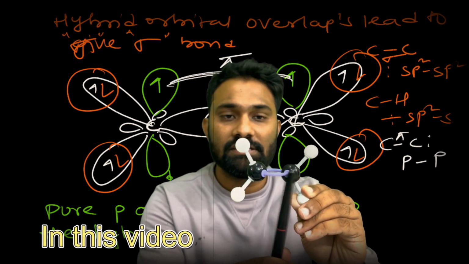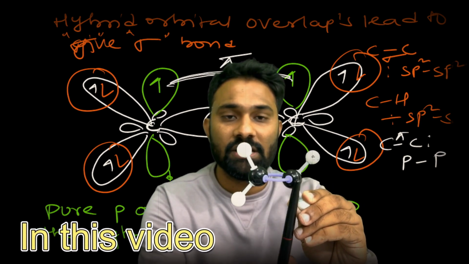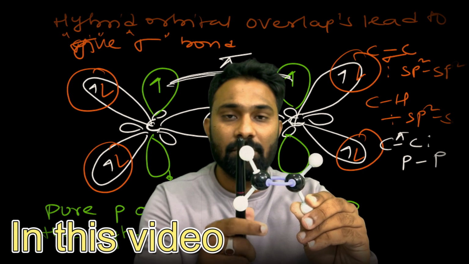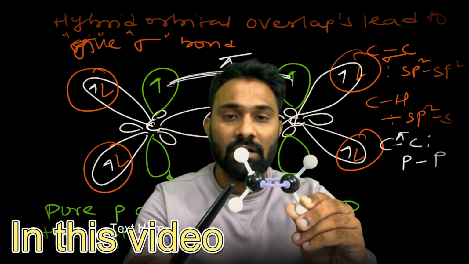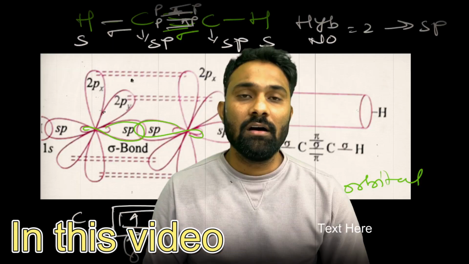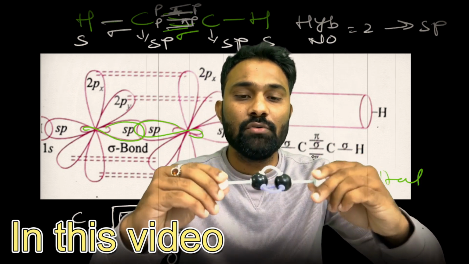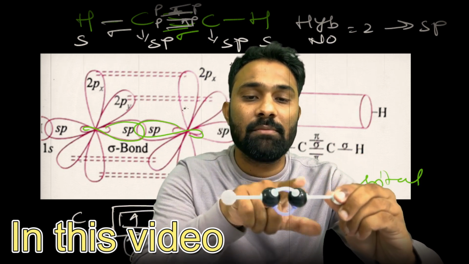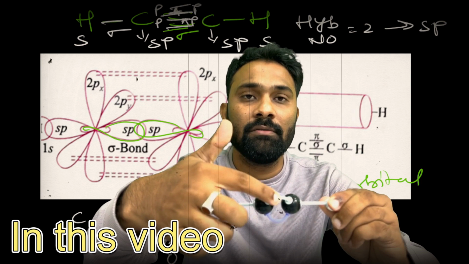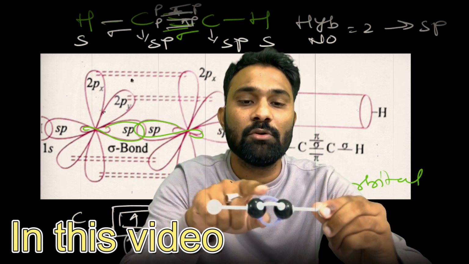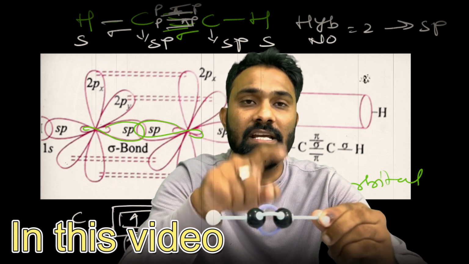One sigma bond. This sigma bond is formed by the overlapping of sp2 and s. This carbon and nitrogen bond is formed by the overlapping of sp2 and s. Now in this structure of alkyne, you see here this carbon and this carbon have one sigma bond. This is a sigma bond. It is formed by the overlapping of sp and sp.